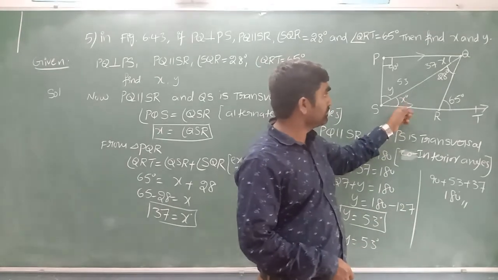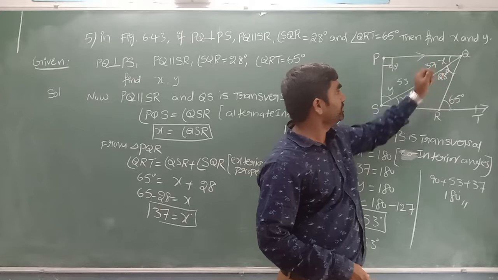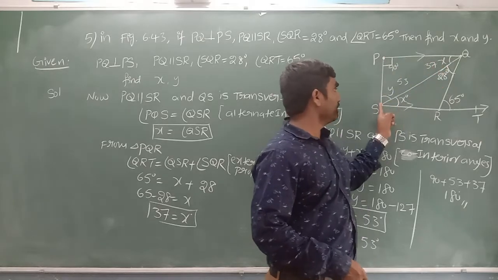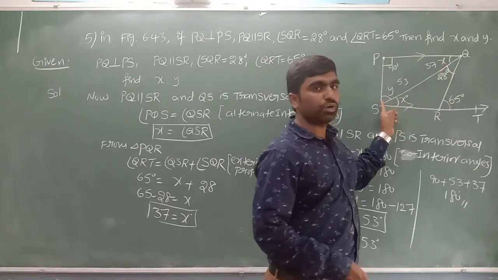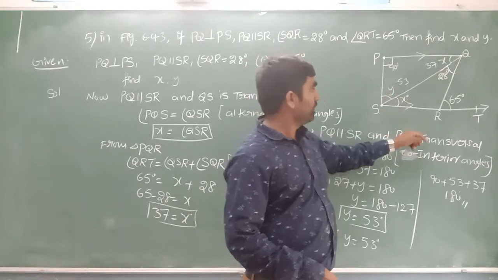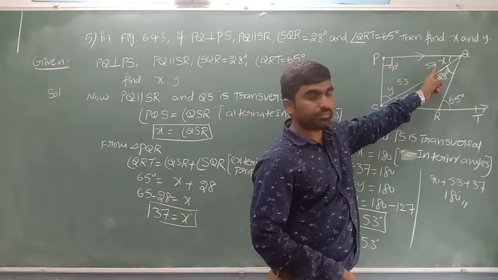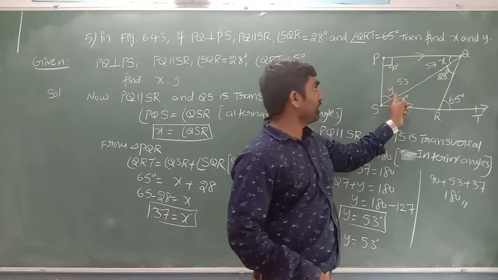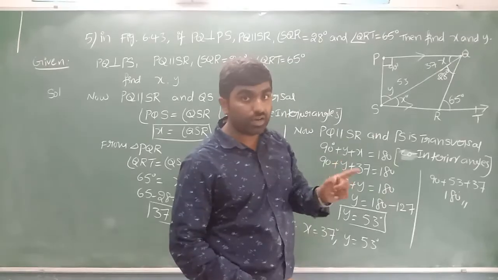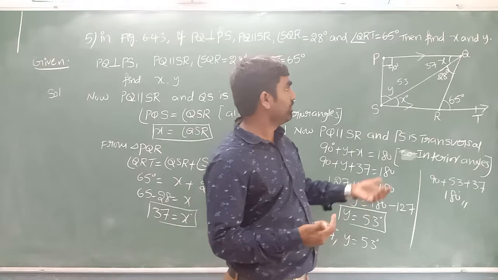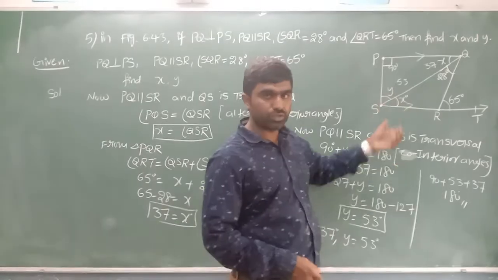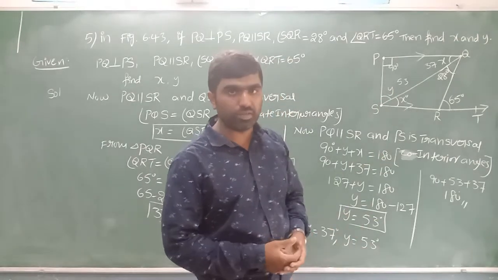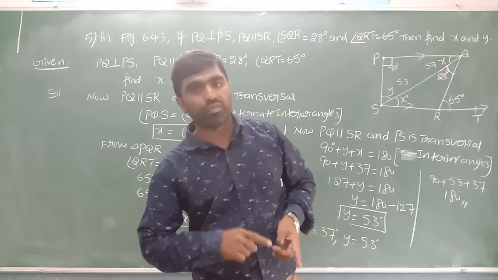After getting x, substitute the x value here. Again take the triangle PQS to find the y value. From here we got the x value now. Substitute the x value here: 90 plus that x value plus y is equal to 180, again angle sum property of triangles. From there we get the value of y. So like that we can go with any method. Okay, we go for the next problem now.